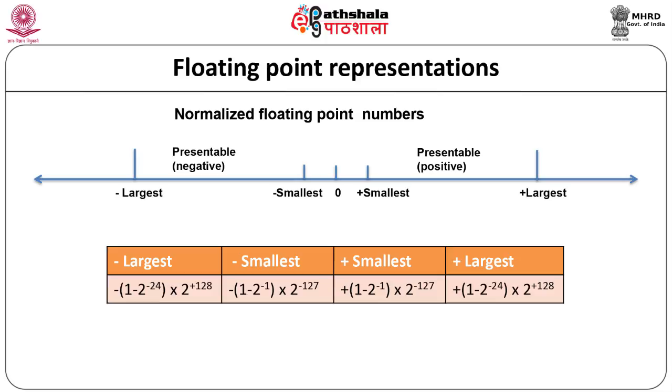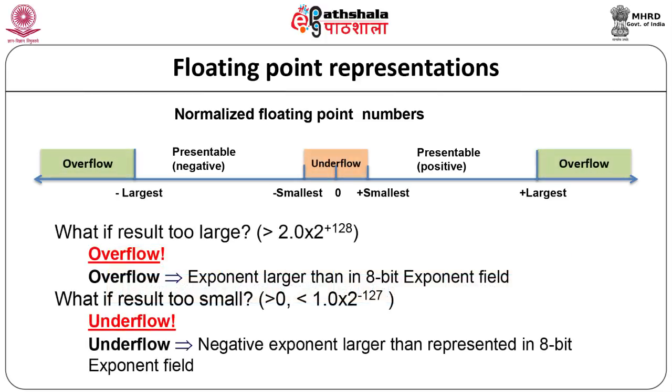In the normalized floating point representation, what if the result is too large, that is greater than 2.0 into 2 raised to plus 128? Obviously, overflow will occur. Overflow occurs when the exponent is larger than the 8-bit exponent field. Similarly, if the result is too small, that is greater than 0 but less than 1.0 into 2 raised to minus 127, obviously underflow will occur. Underflow occurs when the negative exponent is larger than represented in the 8-bit exponent field.